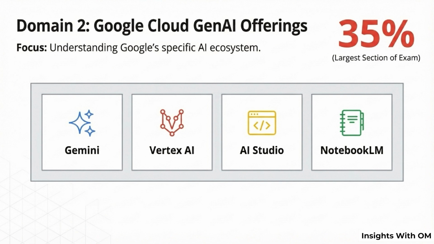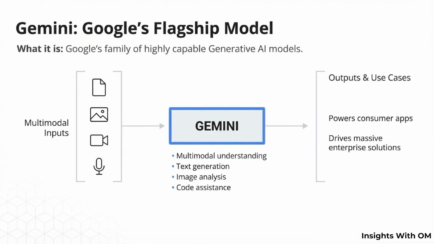One of the most important components is Gemini, Google's family of generative AI models. Gemini can perform many tasks such as writing content, analyzing images, generating code, and answering questions. It is used both in consumer applications and enterprise products.